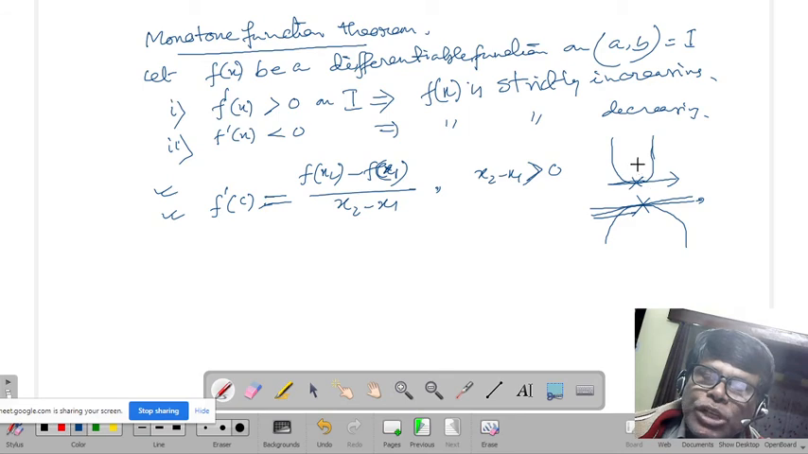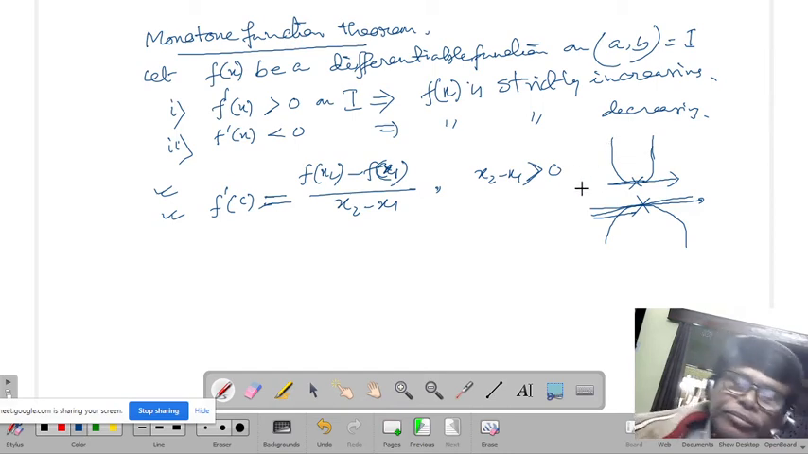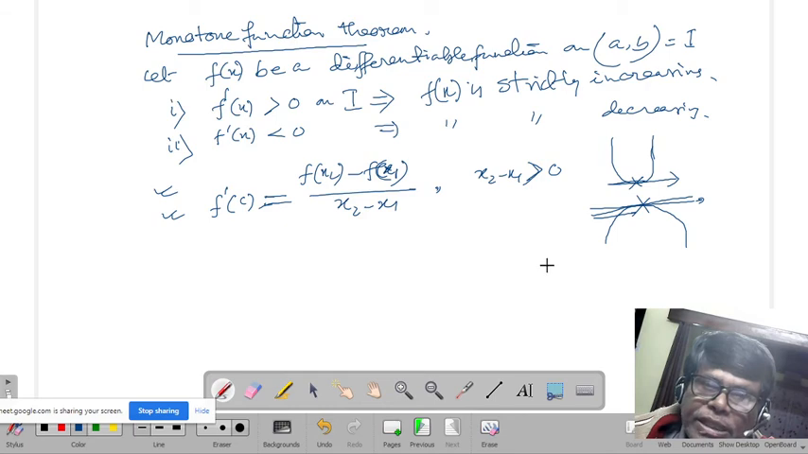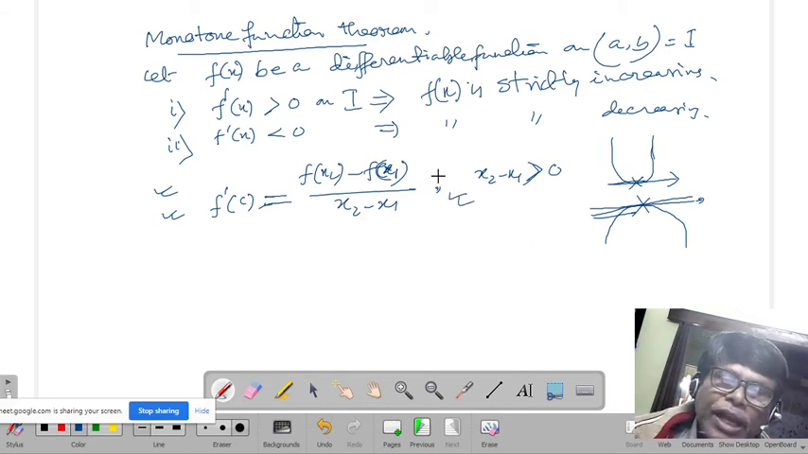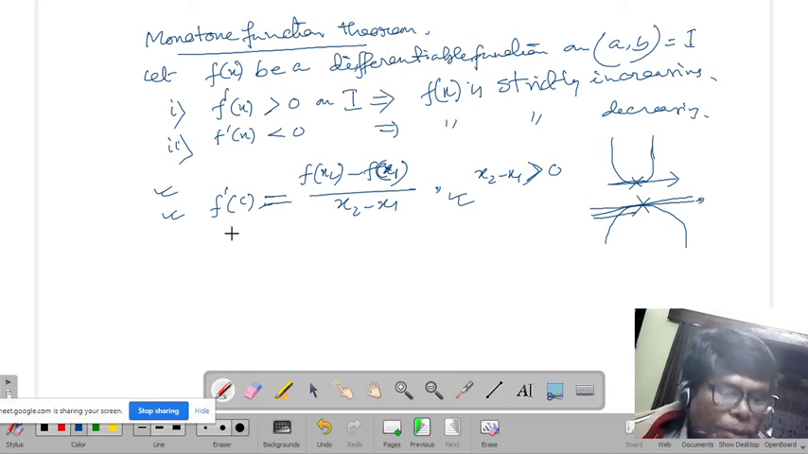So these two shapes are very important. If you call it concave, then this is convex, or if you call this convex, then this is concave. So between any two points, whether the curve is concave-shaped or convex-shaped is our concern. First of all, we have to learn this, and for that this monotone function theorem will play a very interesting part. So this is our introduction.